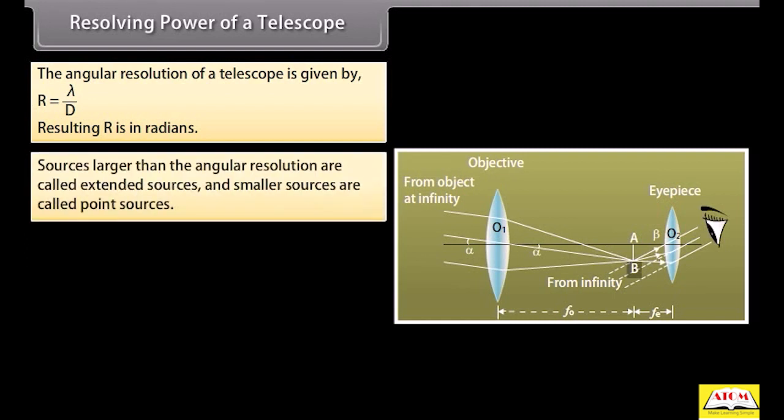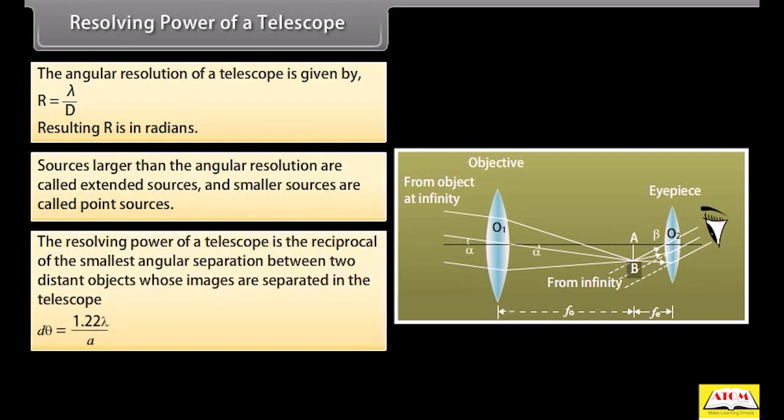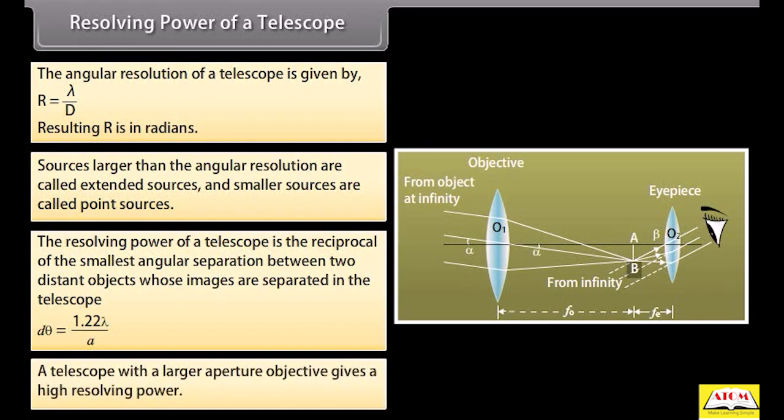Sources larger than the angular resolution are called extended sources, and smaller sources are called point sources. The resolving power of a telescope is the reciprocal of the smallest angular separation between two distant objects whose images are separated in the telescope. dθ = 1.22 λ/a. A telescope with a larger aperture objective gives a higher resolving power.